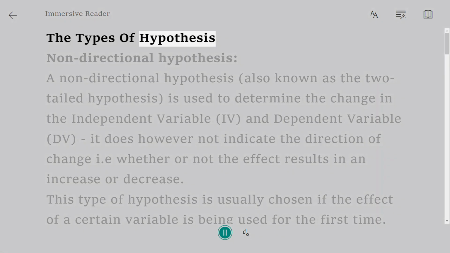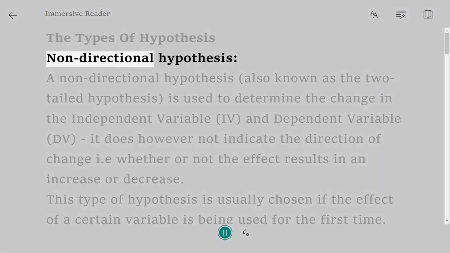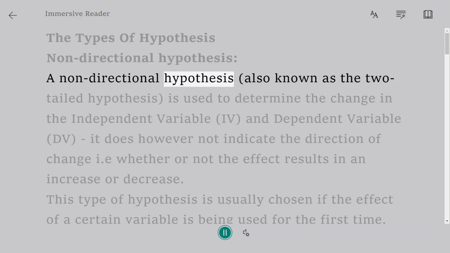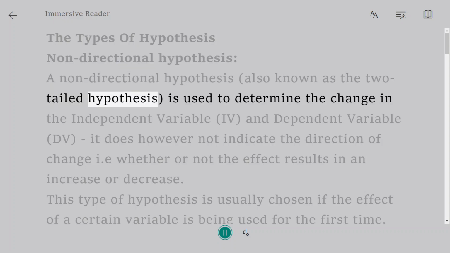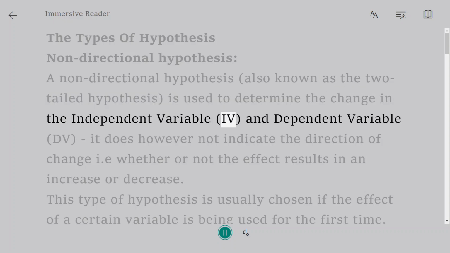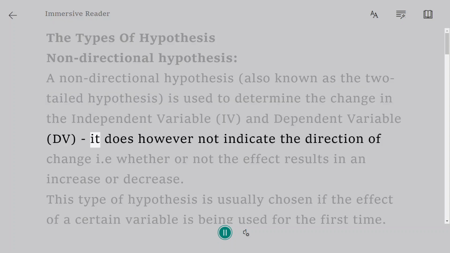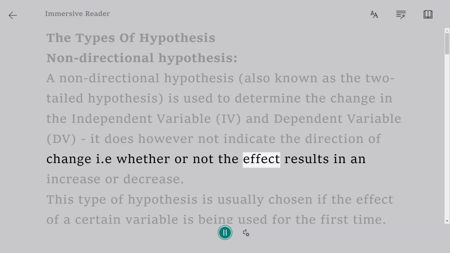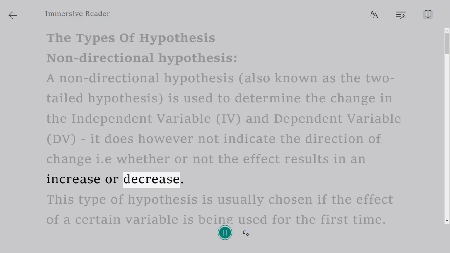The types of hypothesis. Non-directional hypothesis. A non-directional hypothesis, also known as the two-tailed hypothesis, is used to determine the change in the independent variable, IV, and dependent variable, DV. It does however not indicate the direction of change, i.e. whether or not the effect results in an increase or decrease.